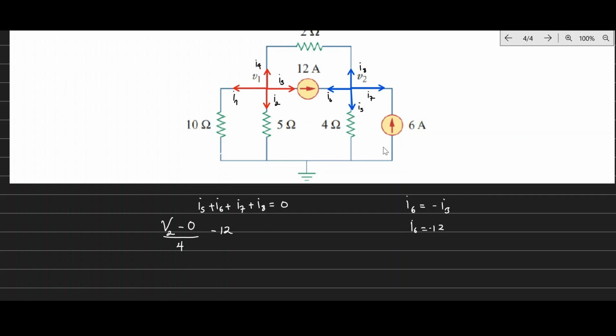What about I7? So I7 again, if you notice, is in the opposite direction as 6 amps, right? So I7 is simply negative 6. Those currents are known already. Plus I8. What about I8? I8 is coming from V2 going all the way to V1, right? So I8 will be V2 minus V1 divided by the resistor across it, which is just the 2 ohm resistor. And this is equal to 0.